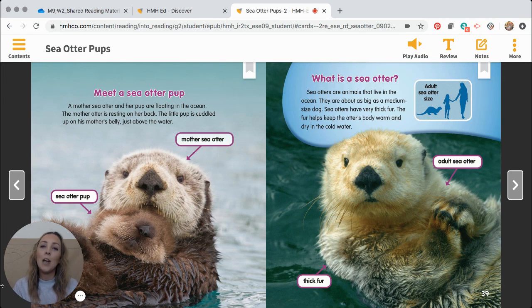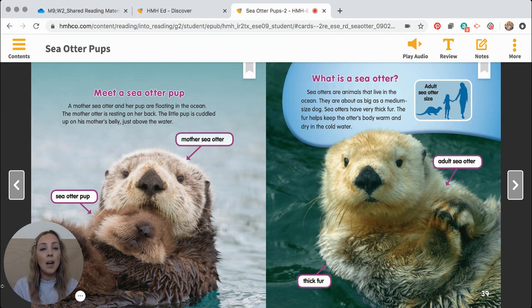Meet a sea otter pup. A mother sea otter and her pup are floating in the ocean. The mother otter is resting on her back. The little pup is cuddled up on his mother's belly, just above the water. Mother sea otter pup.